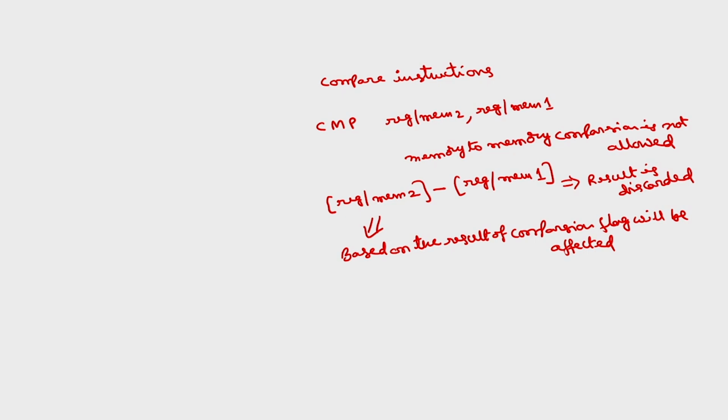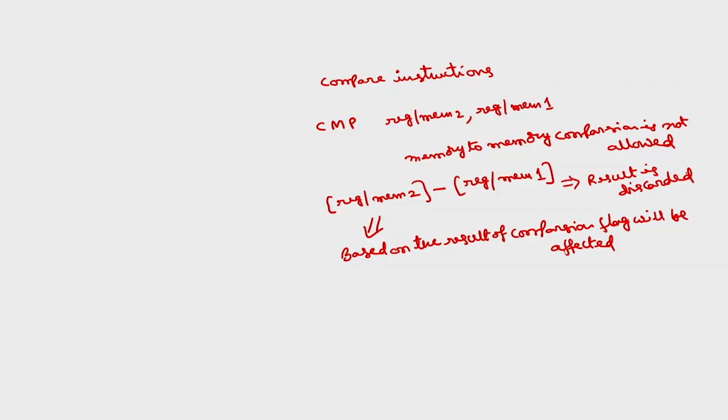But in case of subtraction, the result will be stored back into the destination register or memory, whereas in case of compare, the result is simply discarded. Except for that there is no difference. Only the result is discarded here. In case of subtraction, the result is stored. And we can compare directly with immediate data also.